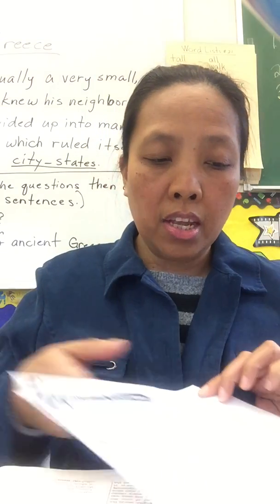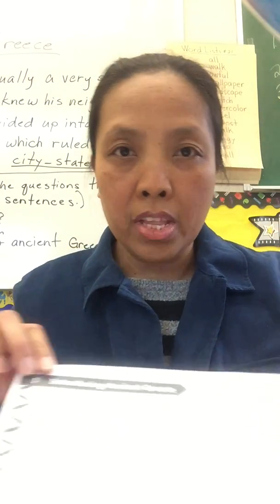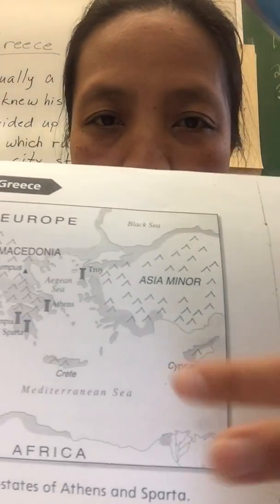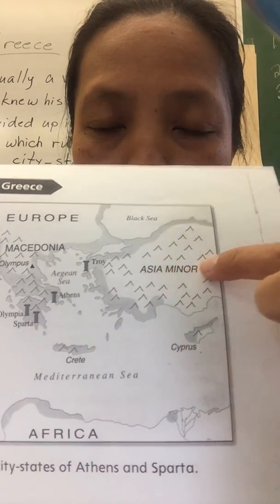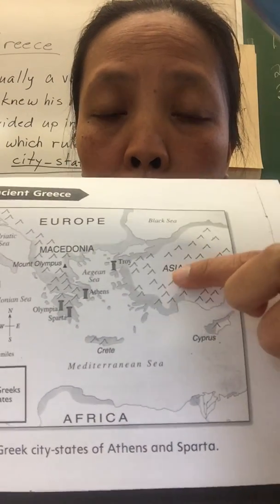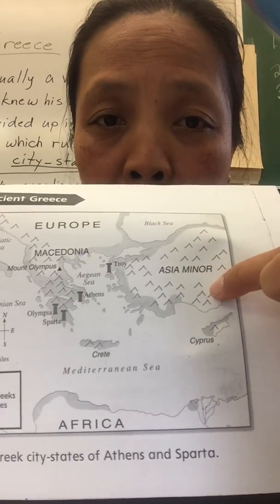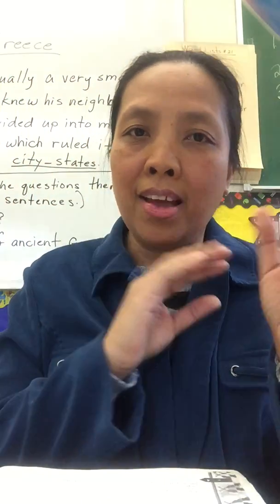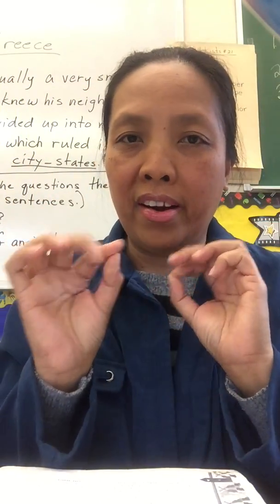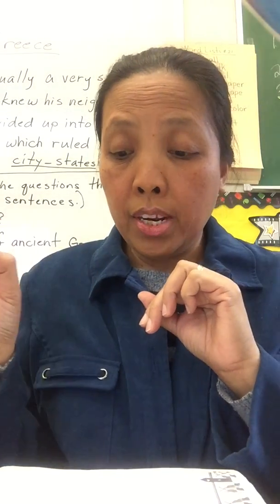Okay, can you see Asia Minor in your map? Asia Minor is right here. Okay, so some Greek people also settled in this part, which is Asia Minor. Now, Asia Minor today is part of Turkey. Okay, if you look at the globe, Turkey and Greece are just close to each other. They're like neighbors. But in the early days, Asia Minor is now called Turkey, okay?